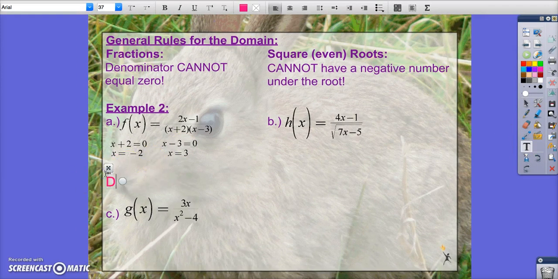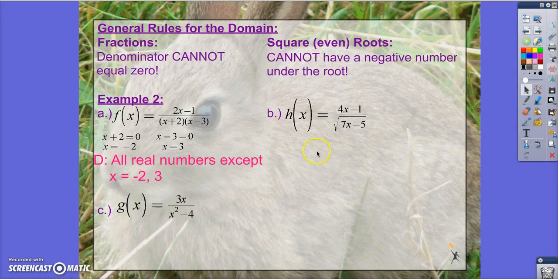So my domain, there's going to be two numbers that do not work, right? All real numbers except x equals -2, 3. So all real numbers except x equals -2 or 3. There are two solutions that will give me 0 here. All right, let's look at B.